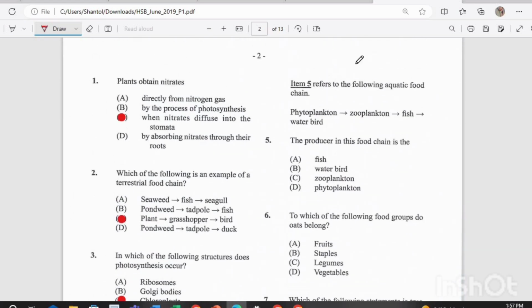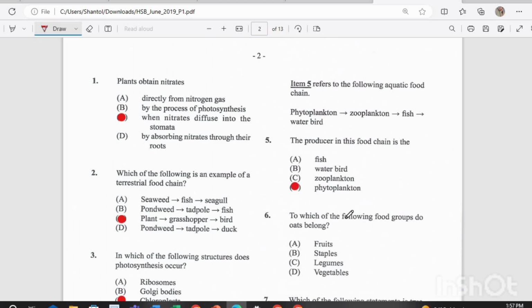Question 5. Item 5 refers to the following aquatic food chain: phytoplankton to zooplankton to fish to the water bird. The question asks, the producer in the food chain is the A. fish, B. water bird, C. zooplankton, or D. phytoplankton. If you said phytoplankton, you're correct.